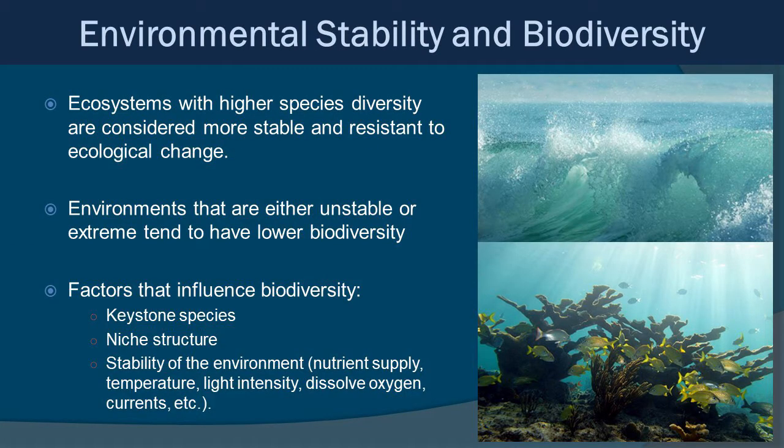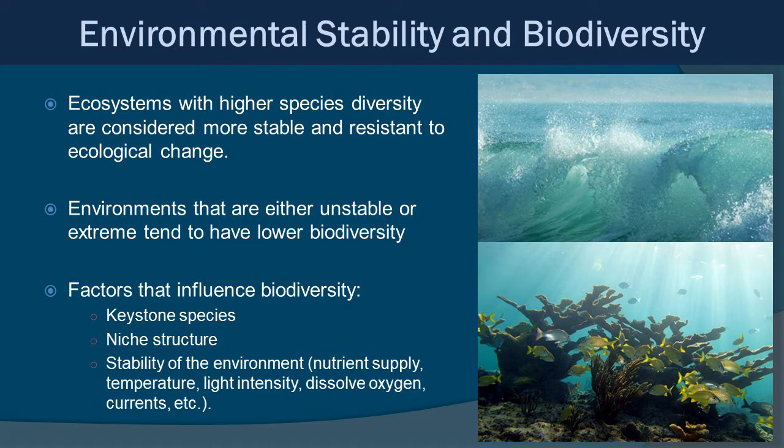Now we're going to turn our focus to the concept of stability and how it relates to biodiversity. Now, ecosystems with higher species diversity are considered more stable and resistant to ecological change. We'll get into what that means in a minute. Environments that are either unstable or extreme tend to have lower diversity. So the factors that influence diversity are as follows. First of all, keystone species, specific species that are sort of linchpins to the environment. Those are really important for the stability of an ecosystem and overall biodiversity.